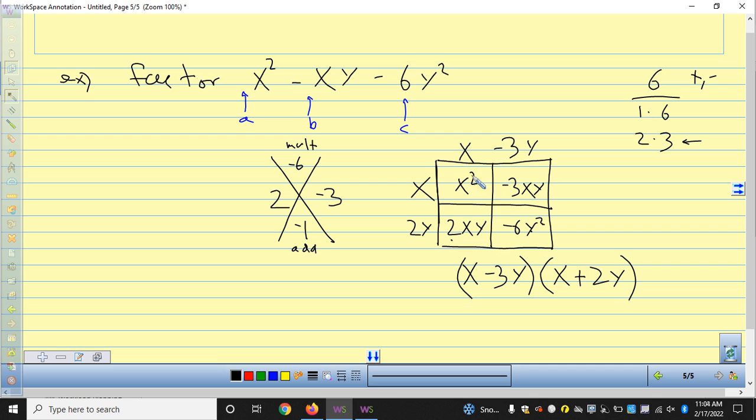What we did with the box here today is more like what we're going to do with the box tomorrow when a is not equal to 1. So finding those greatest common factors is going to be really important when a is not equal to 1. We'll also learn another technique tomorrow for when a is not equal to 1. So we'll learn a couple of ways to do those.